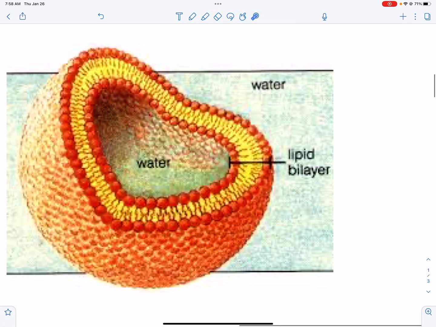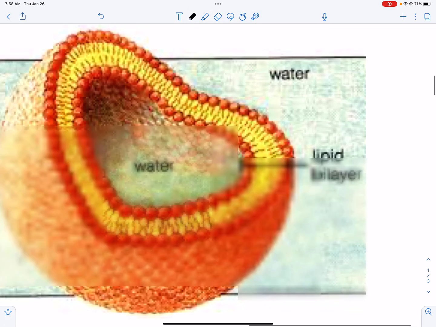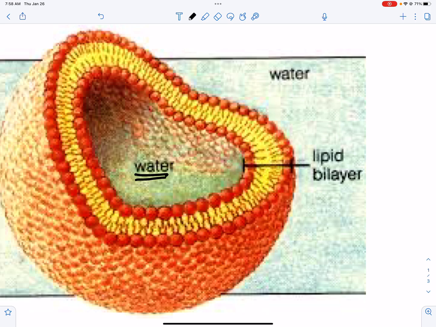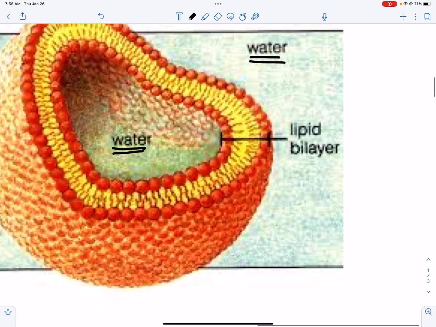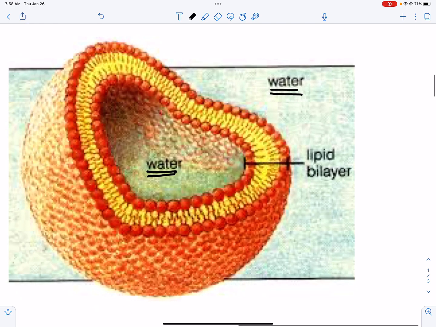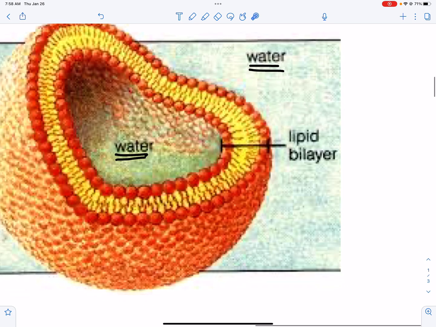So you create a cell. You've got water on the inside and water on the outside, and then your three-dimensional lipid bilayer. So here are individual phospholipids. We've got the heads, and then we've got the tails.